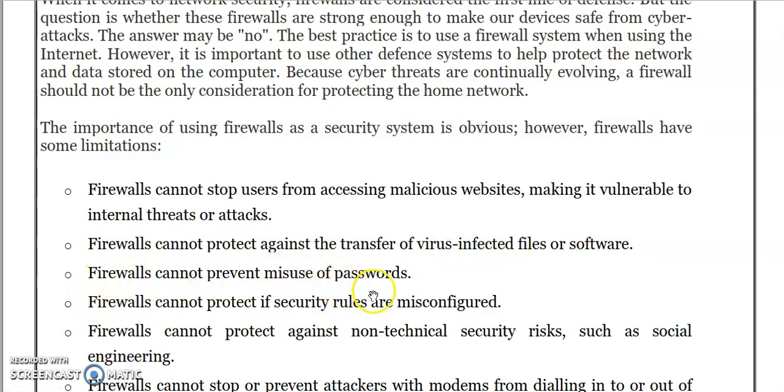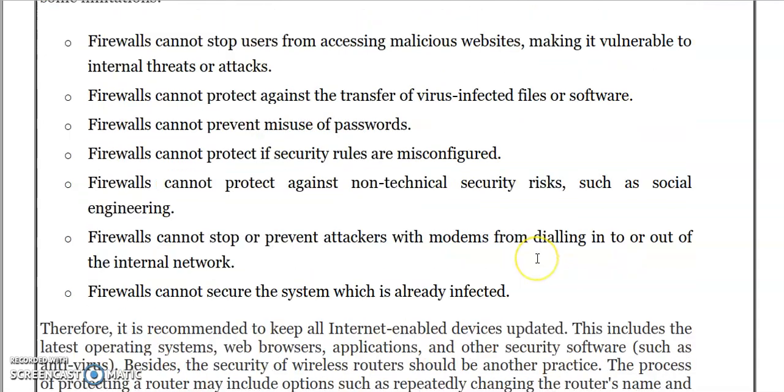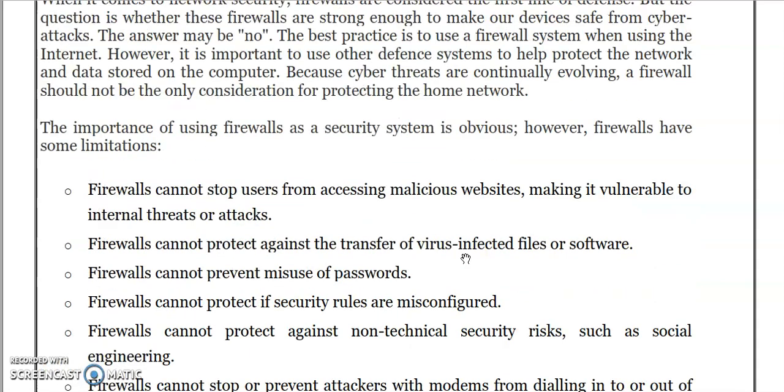A firewall cannot prevent misuse of passwords. A firewall cannot protect against its own security rules and misconfiguration. A firewall cannot protect against non-technical security risks such as social engineering. A firewall cannot stop or prevent attackers with a modem from dialing in or out of the internet network, and a firewall cannot secure a system which is already infected. So these are the disadvantages or limitations of a firewall.